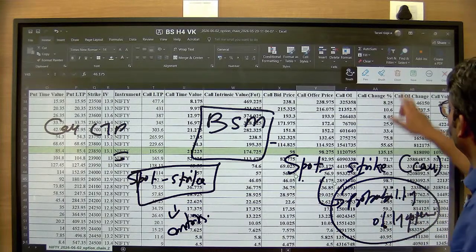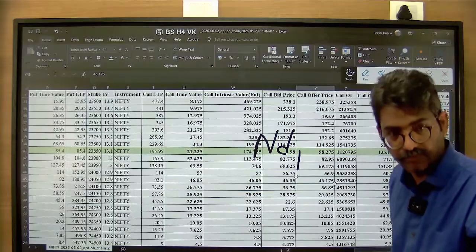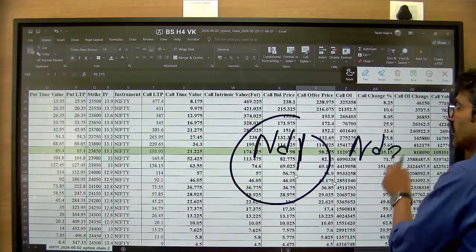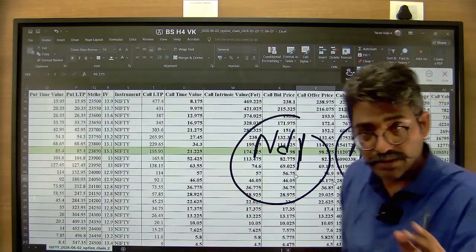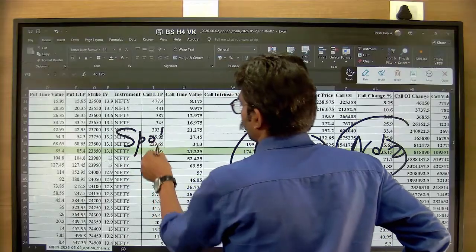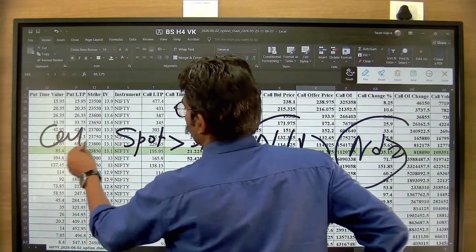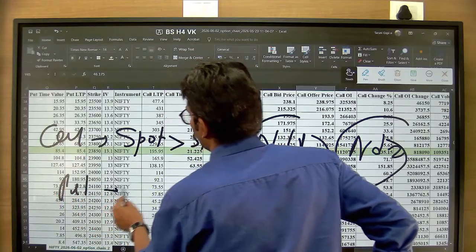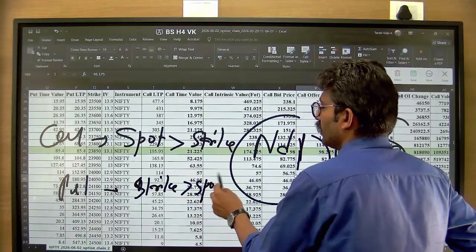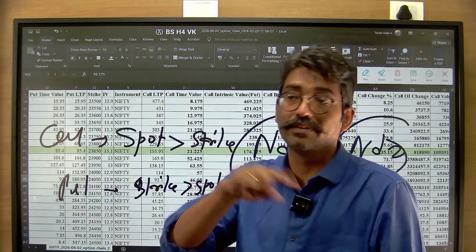So when we look at the formula in the next class, you will see that there is ND1, if you remember the formula, and you will see that there is ND2 they are talking about. They are talking about essentially what is the probability that spot would be above strike for a call option, and for a put option, what is the probability that strike would be above the spot, and the probability of it, and hence ND1 and ND2.